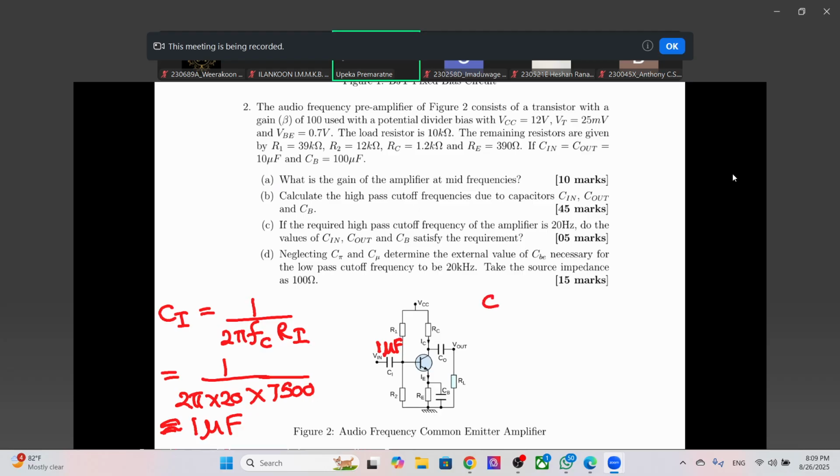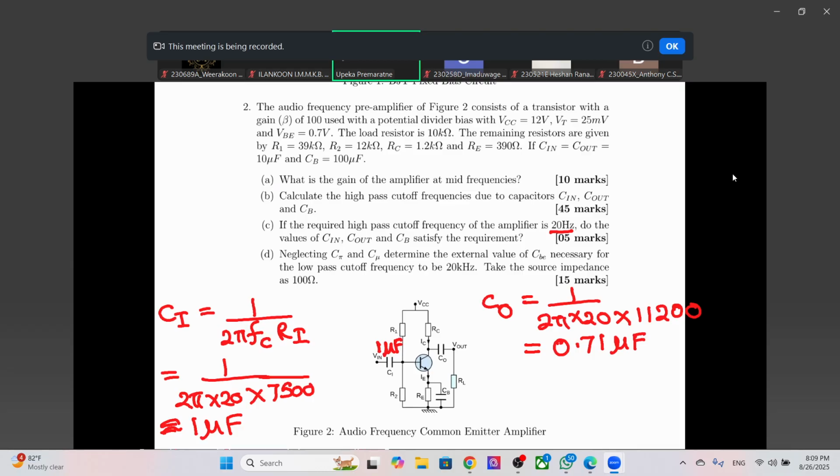For the output capacitor, 2 pi times 20, the cutoff frequency of 20 hertz, times Ri of 11.2 kilo ohms, and the answer that we get here is 0.71 microfarad.